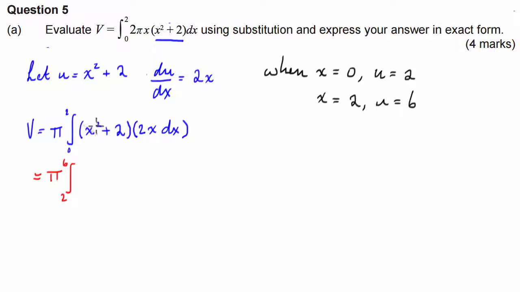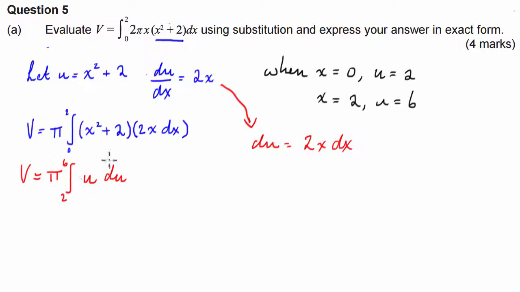And x squared plus 2 is our u. Now we have 2x dx. What I can do here is rearrange this differential. I can move the dx over to the other side, and I can say that du is equal to 2x dx. So that can substitute in nicely for 2x dx in this function. Instead of 2x dx, we're going to write du.